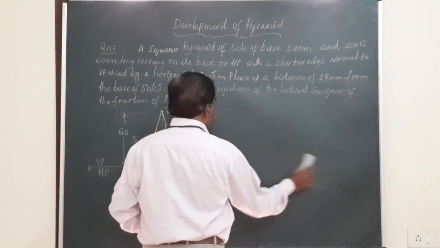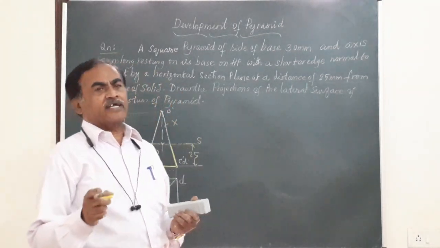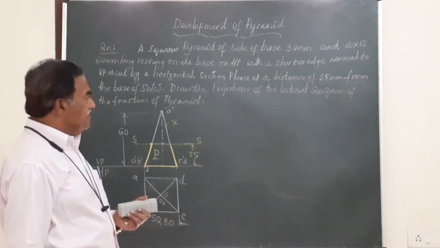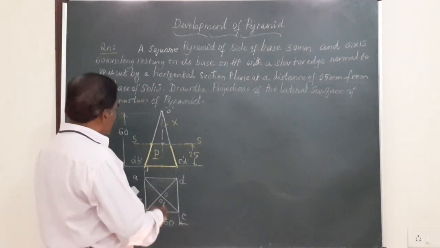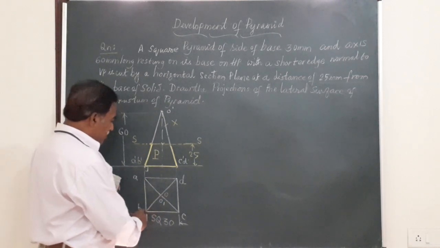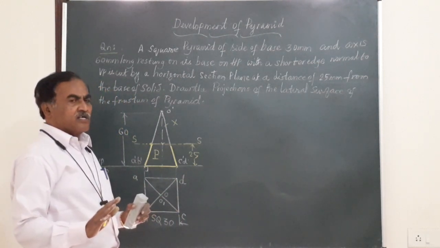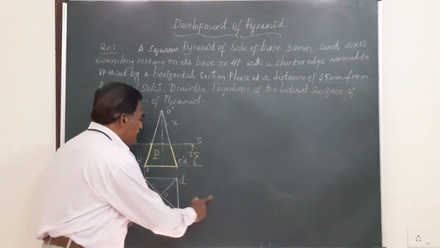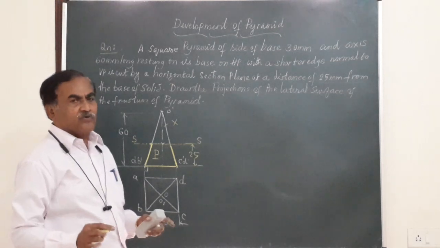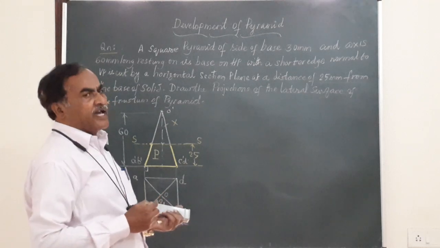Though the rule is the same, the rule says in the development whatever lines or edges you get, they are all true lengths. And now friends, just see here, in the top view we have four slant edges, OA, OB, OC and OD, and none of these slant edges are parallel to VP. So none of these slant edges give the true length of the slant edge. So in all such cases, we have a rule.